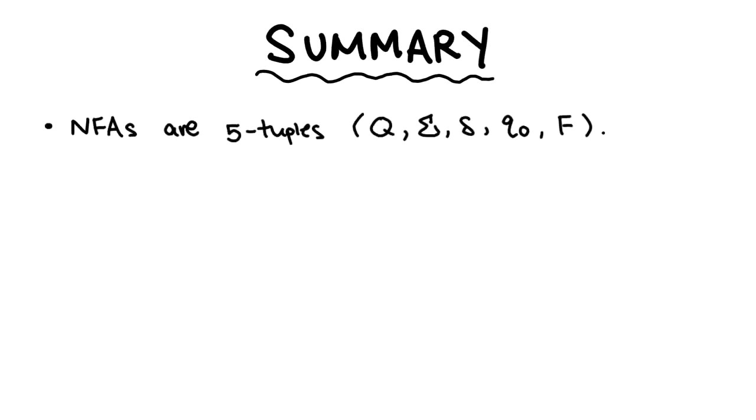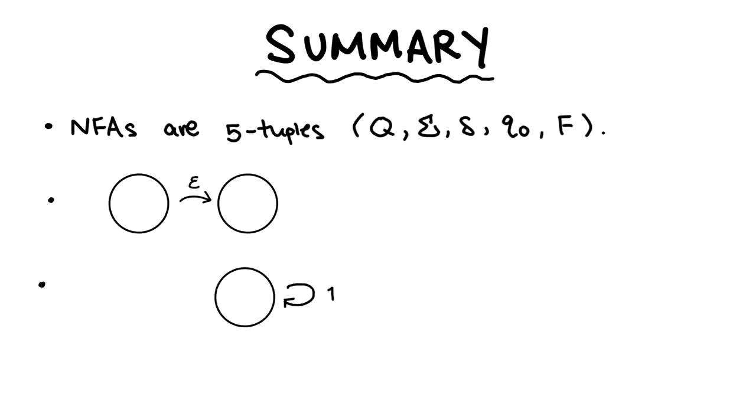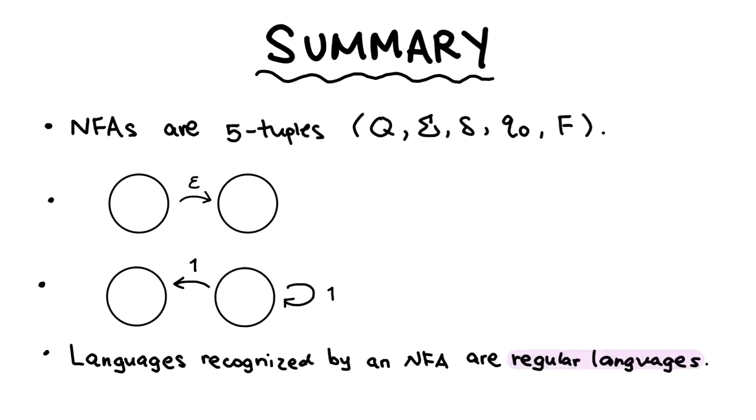So, let's summarize everything that was said in this video. 1. NFAs are 5-tuples. 2. Unlike DFAs, an NFA can also transition on the empty string. 3. Unlike DFAs again, the transition function produces a set of possible states instead of a single state. And finally, languages recognized by an NFA are also regular languages.